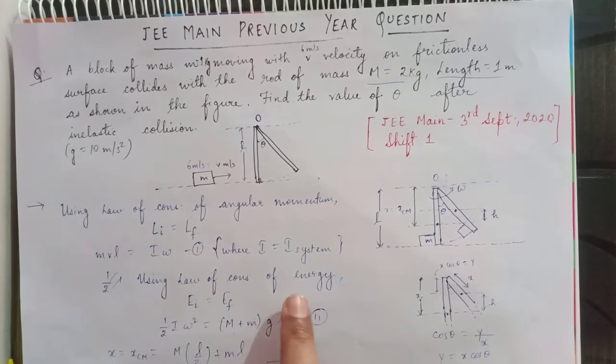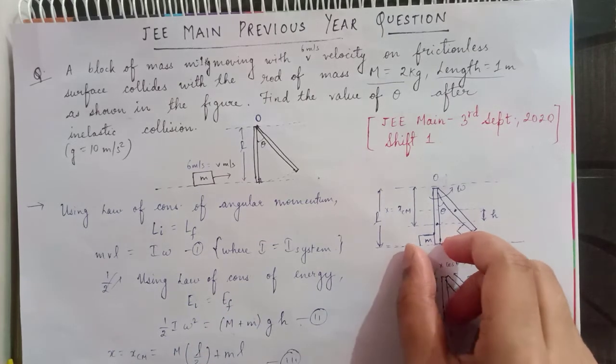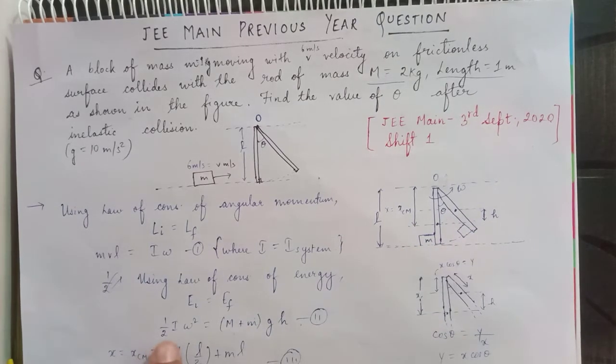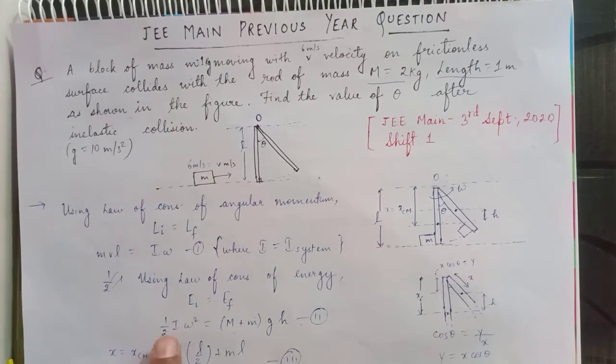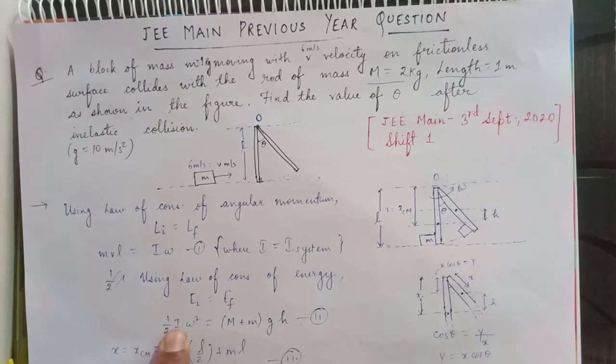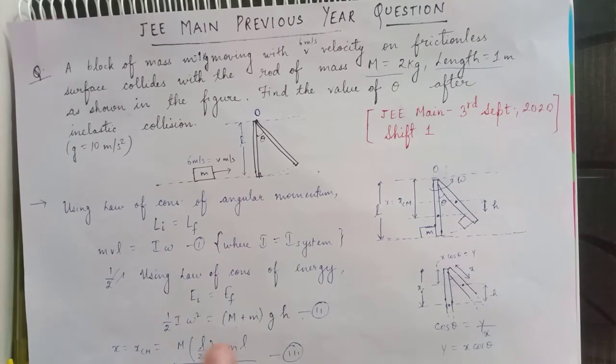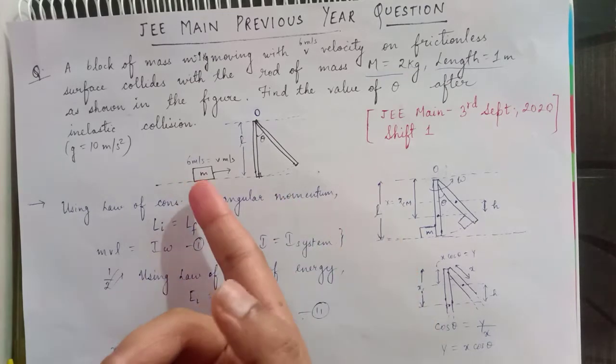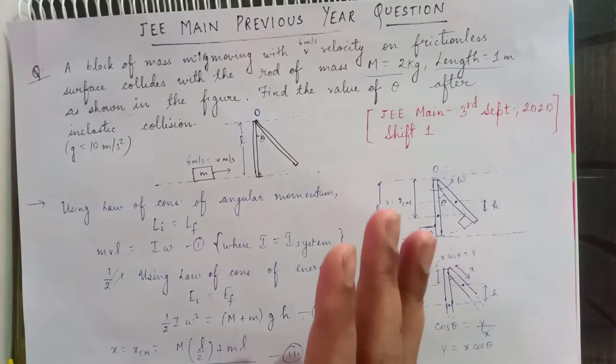Using the law of conservation of energy, we have equated the initial energy with the final energy. What is the initial energy when the mass small m strikes the rod? Initial energy is the rotational kinetic energy, which is half I omega square, where again I is the moment of inertia of the system. Wherever I apply I, that will be the moment of inertia of the system and not the moment of inertia of any block or rod. You must be clear upon this.